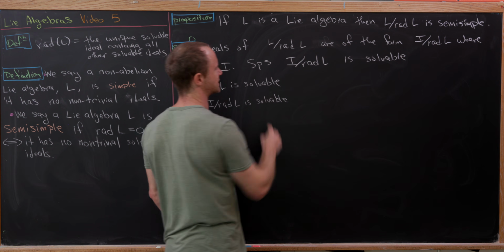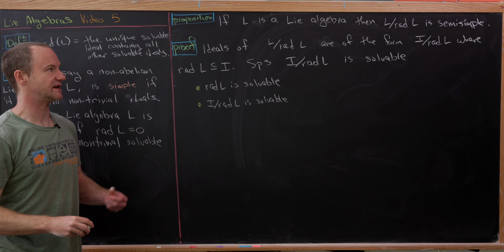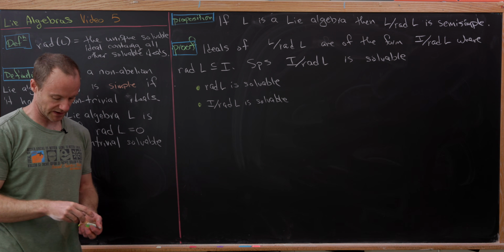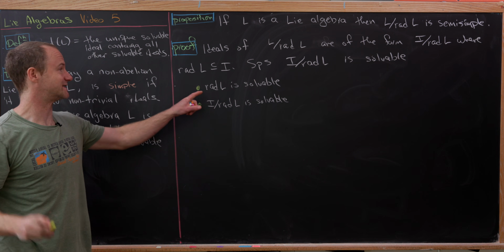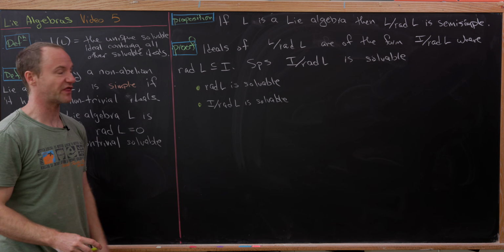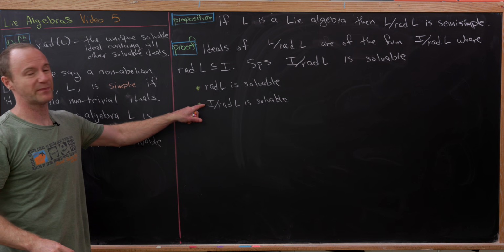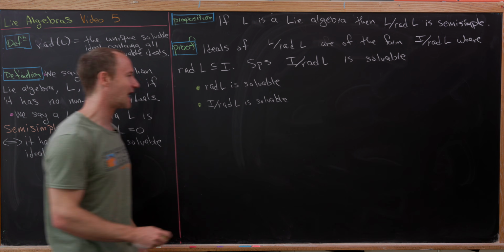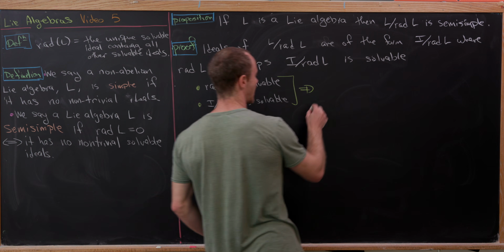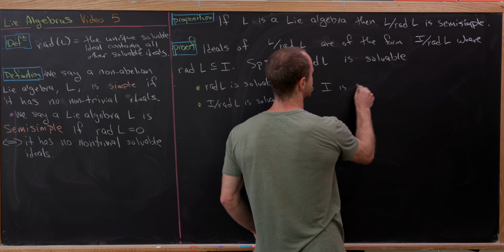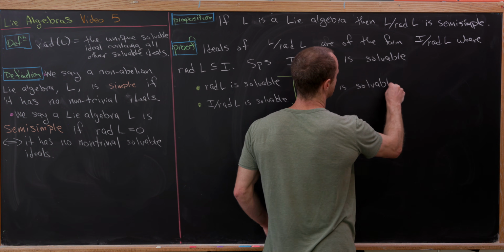That's because we've supposed that we have a solvable ideal of L mod the radical of L. But then by our previous result, if the quote-unquote denominator is solvable and the whole thing is solvable, then the parent Lie algebra, in this case I, is solvable. So this is going to, like I said, imply that I is solvable.